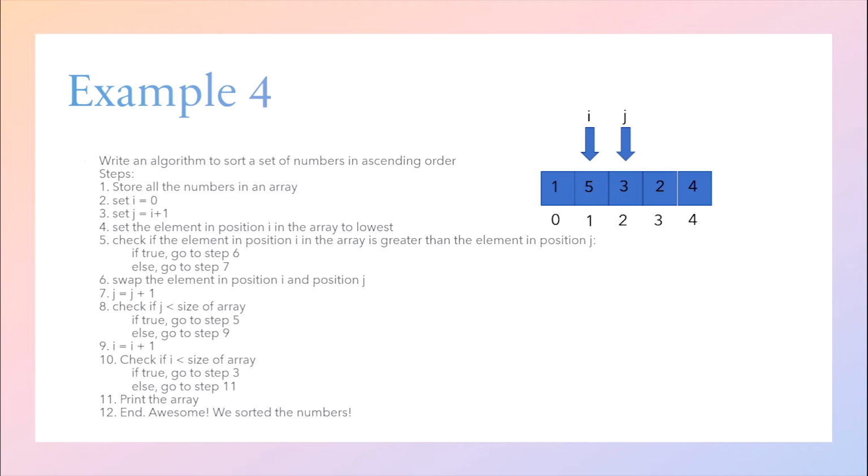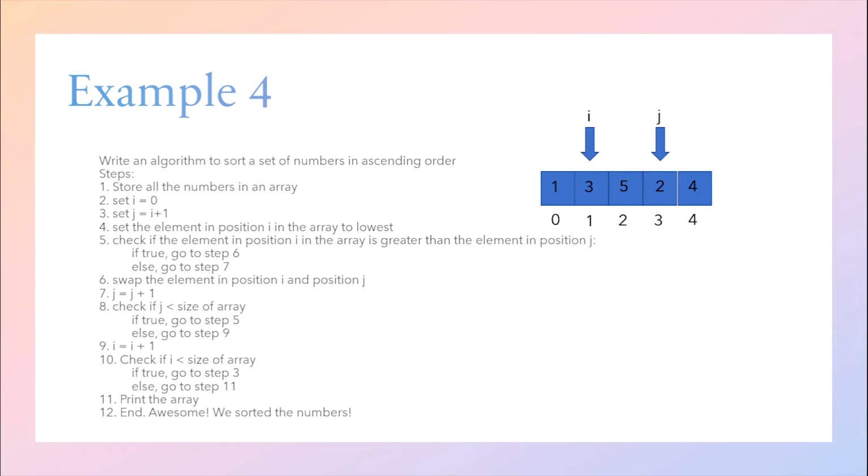Now we're going to do that for this second element. So we set the second element to the lowest, and then we're going to go through the array like we did for the first element. So we check if 5 is greater than 3. Because it is, we actually swap first, and then we increase j by 1, and then we check if j is smaller than the size of the array, which it is.